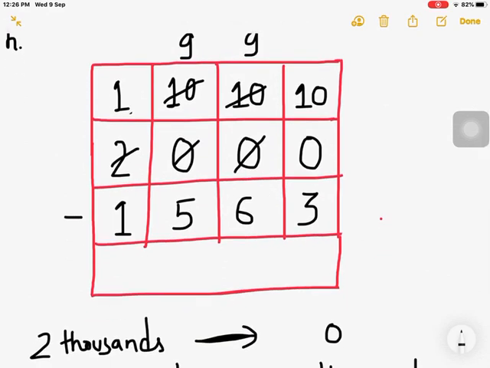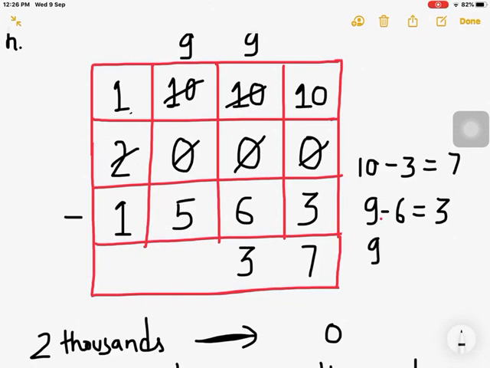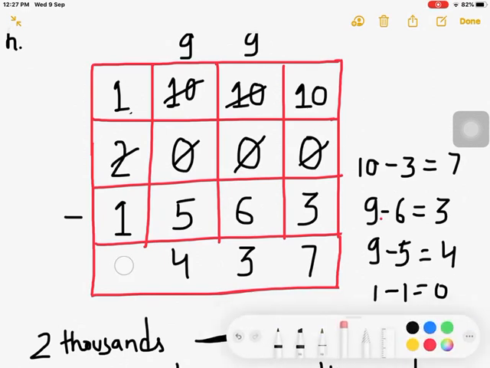So we have here 10 because it gives 1 ten to the ones place. That is why now 10 minus 3, 7, write down 7 here. Now 9 minus 6, 3, write down 3 here. 9 minus 5, 4, write down 4 here. Now here we have 1, isn't it? 1 minus 1 is 0. But it is in the front, so no need to write 0 here. Either you write it or you do not write anything, no matter.